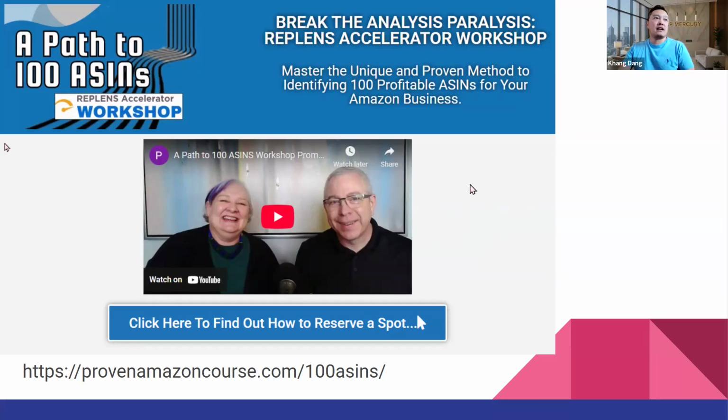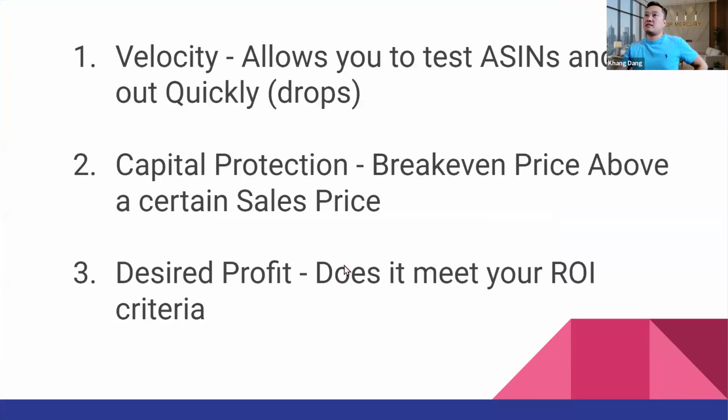Okay, so in summary, I'm trying to get out as much information as I can in a 1-hour webinar. But in summary, the three-step check is simply this, right? It's velocity. When you're testing an ASIN, you want to make sure that if you make a mistake, you're able to get in and out quickly, right? So you don't want to test ASINs unless you're really experienced and you have the capital to risk the test. You really want to know that if I make a mistake, can I get out quickly, right?